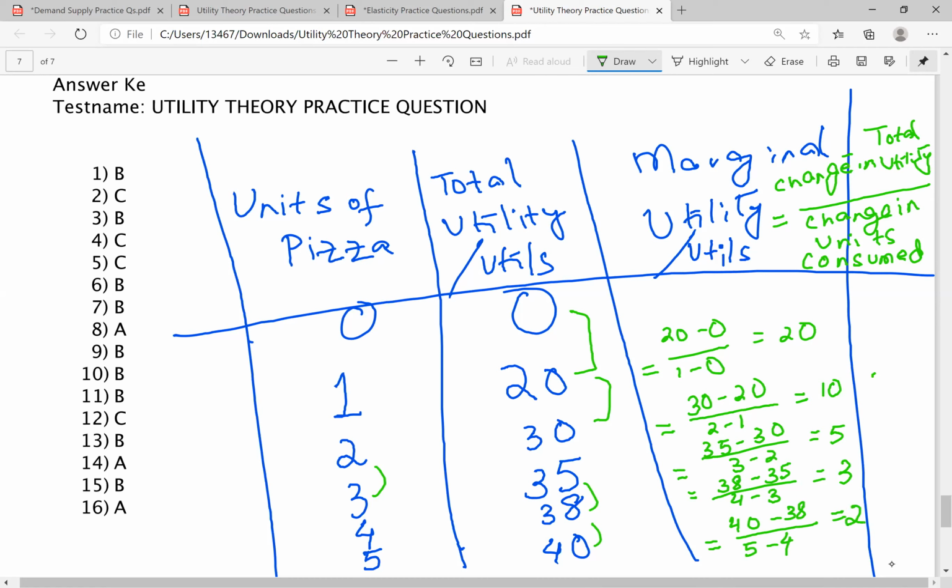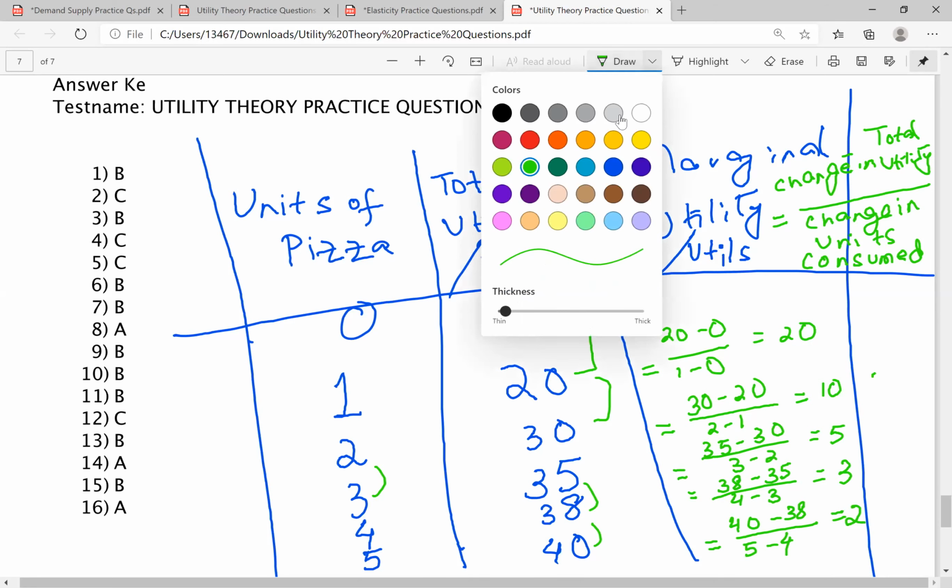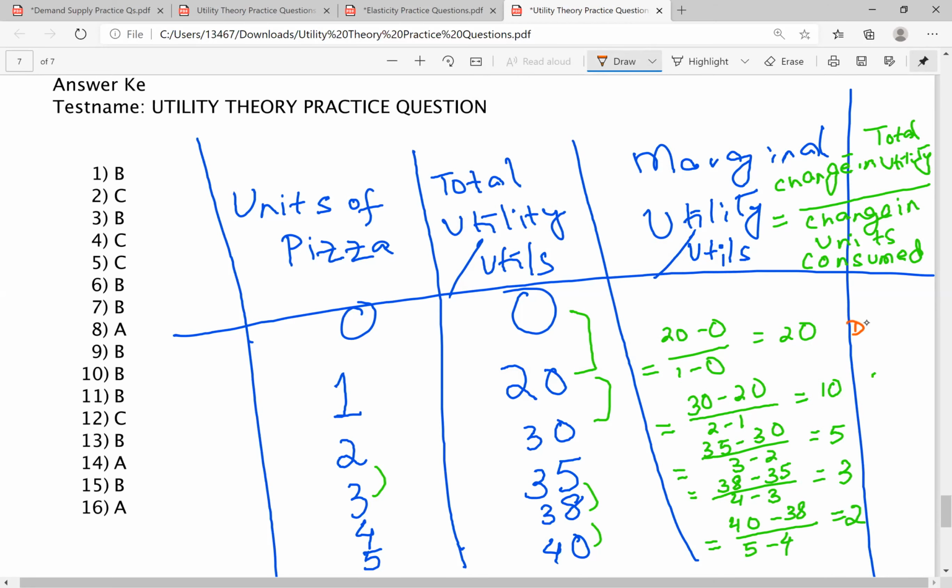Now herein comes the concept of diminishing marginal utility. Like we had the example of Homer Simpson eating shrimp. As you can see here, the marginal utility numbers keeps going down. So we say we have diminishing marginal utility. This is the concept of diminishing marginal utility, which you need to know.